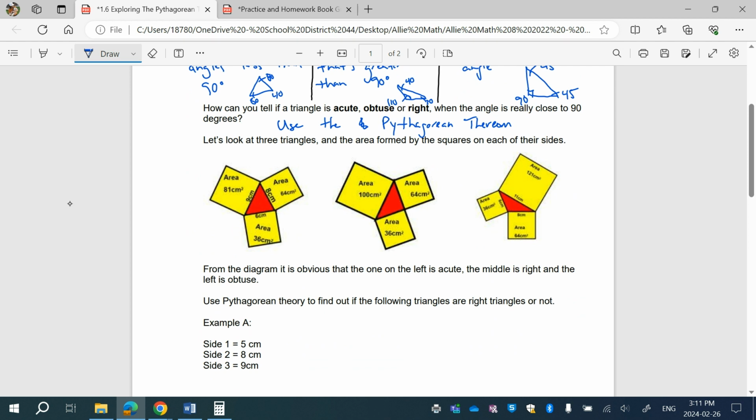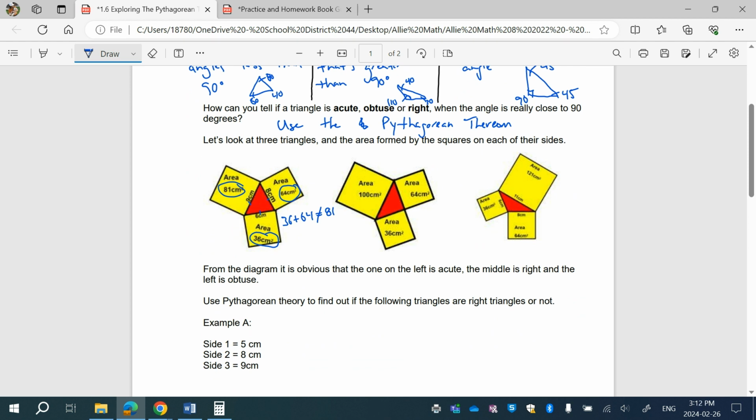So here we have side lengths 6, 8, and 9. The square of 6 is 36. The square of 8 is 64. And the square of 9 is 81. So I know that 36 plus 64 does not equal 81. So I know that that's not a right triangle. And you can tell by looking at it that it looks like it has angles that are less than 90 degrees.